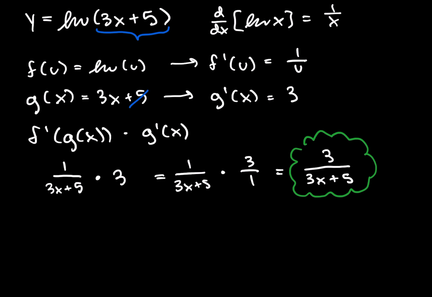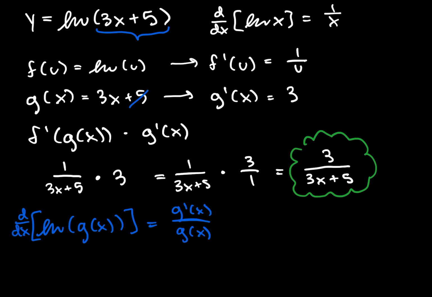And again, this is similar to our rule from earlier, where we saw that the derivative of ln of g of x is equal to g prime of x over g of x. See, because our g of x was 3x plus 5, and we found that the derivative of that is 3, and it matches our answer.